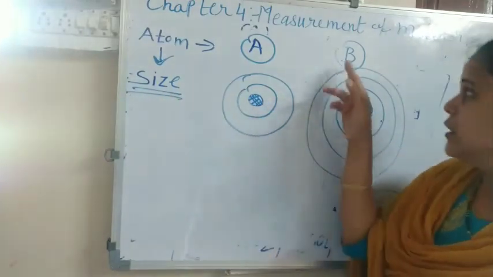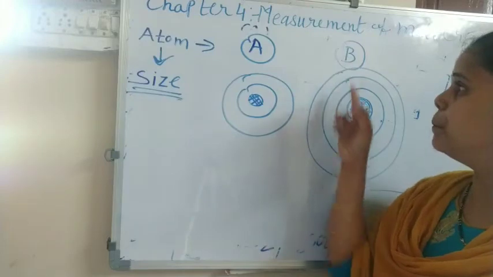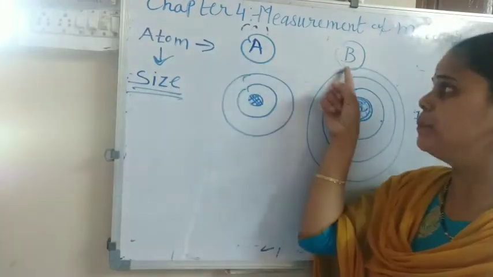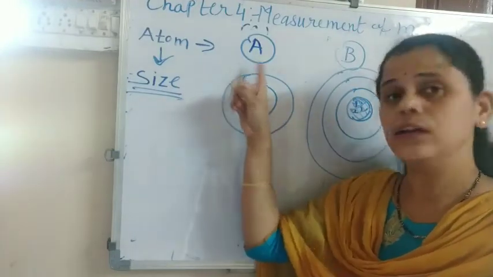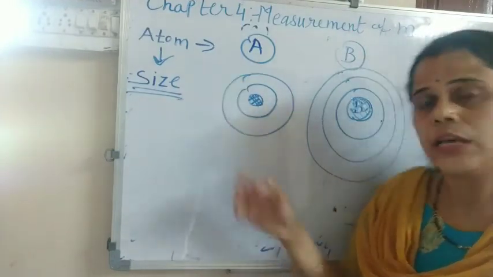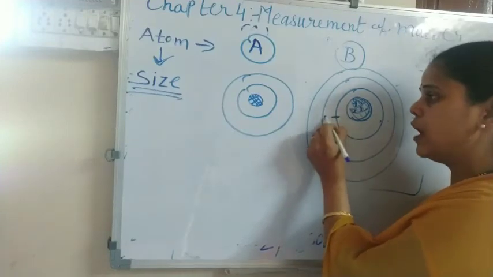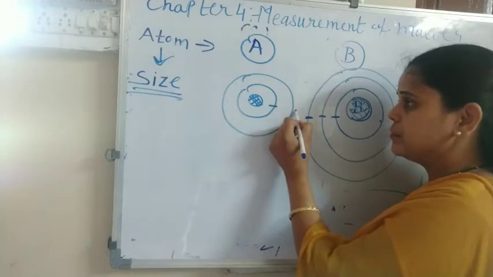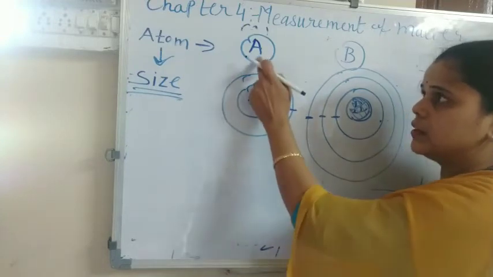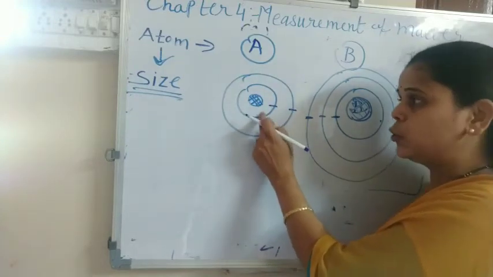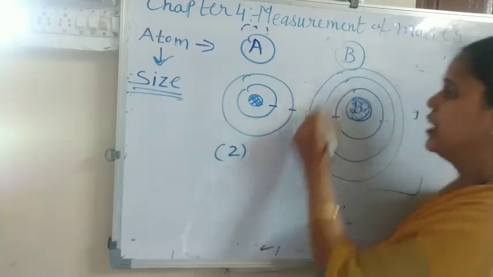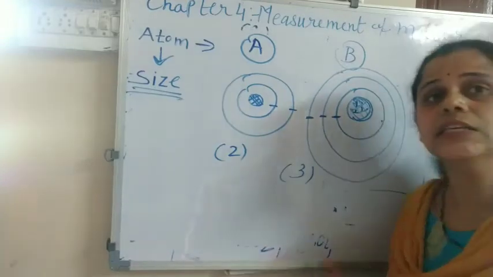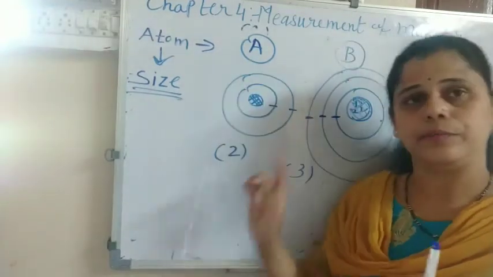is greater. In this example, atom B is greater than atom A. The size of atom B is greater than the size of atom A. It's clear why? Because here the number of orbits is 1, 2, 3. Number of orbits is greater. In this case, atom A has 2 orbits and atom B has 3 orbits. So atom B is greater than A. Clear?